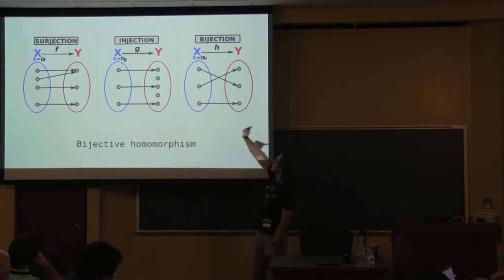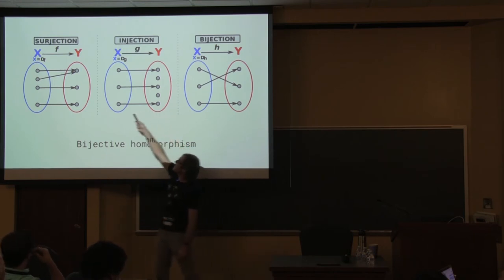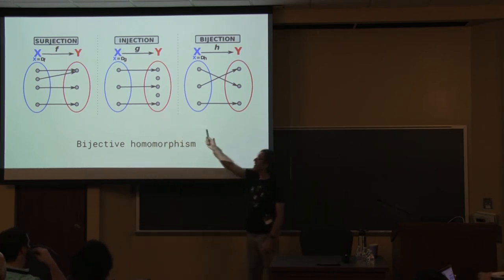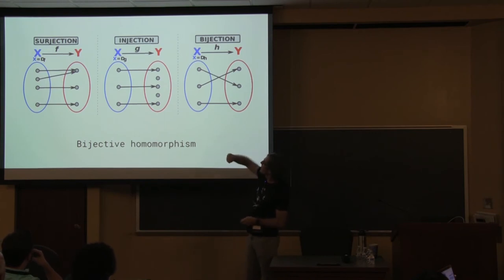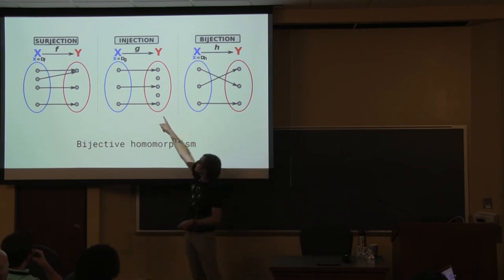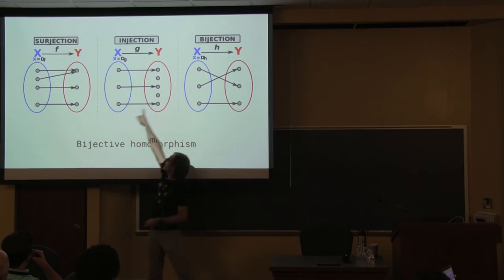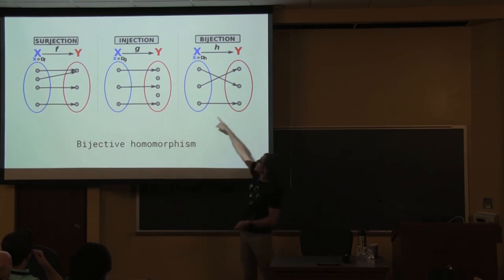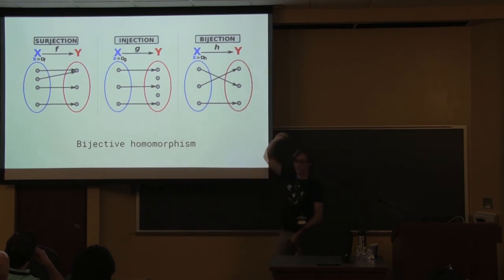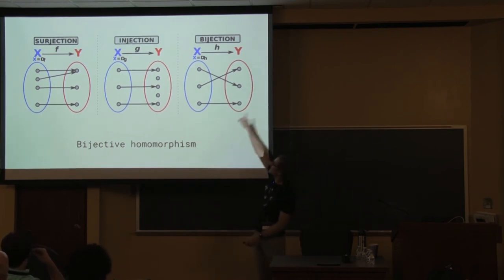I'm sorry, that is injection. Injection: every element came from X. That is bijection. Injection is every element... See, now I'm completely messing this up. I've forgotten. This says every element here maps to an element here, right? There's nothing missing over here. There's no arrow that goes to a question mark. And this says there is a one-to-one, nothing here didn't come from over here. Does that make sense? So that's your bijection and injection.